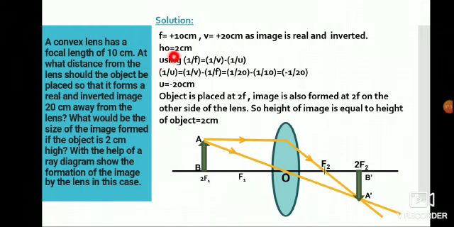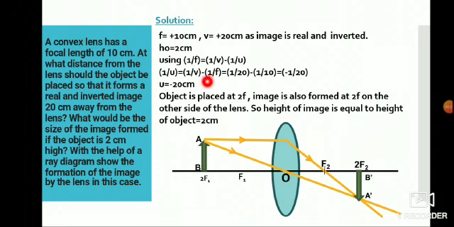So height of object is 2 centimeter. So use the lens formula, and you get u; substitute the value, u is obtained. Okay. Now, look carefully, image distance and object distance are the same. One is this side, the other 20 centimeter is that side, of the principal axis.